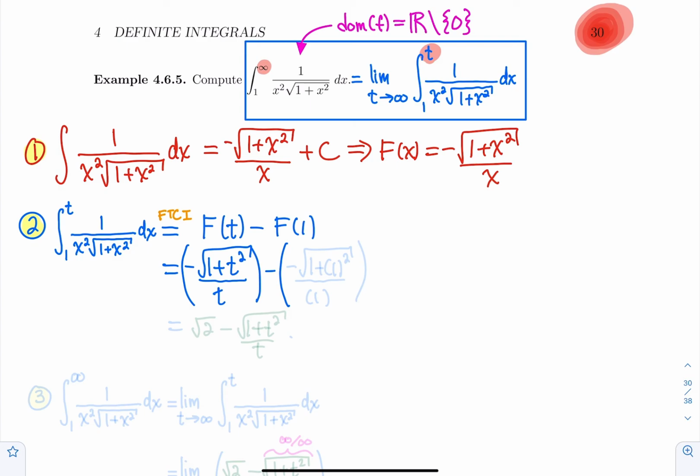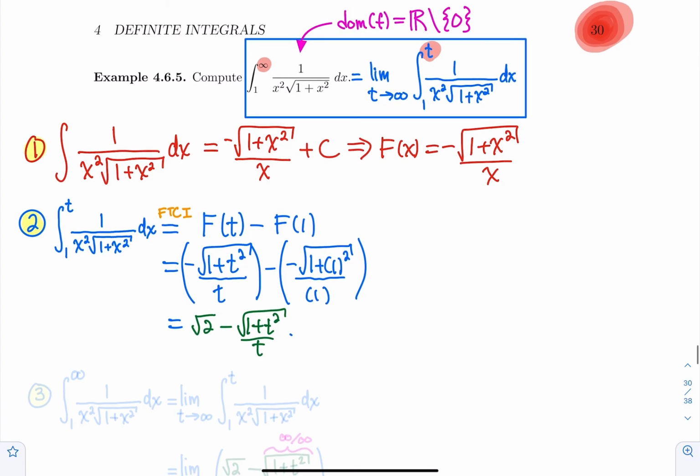So be careful with signs here: minus the square root of 1 plus 1 squared, all that over 1. And if you simplify everything, the minus minus will become a plus. I have the square root of 2 over 1. I'll put this one first just to make it more beautiful. So here we go, square root of 2 minus the square root of 1 plus t squared, all that over t. So that's the definite integral of the function 1 over x squared square root of 1 plus x squared dx between 1 and t.